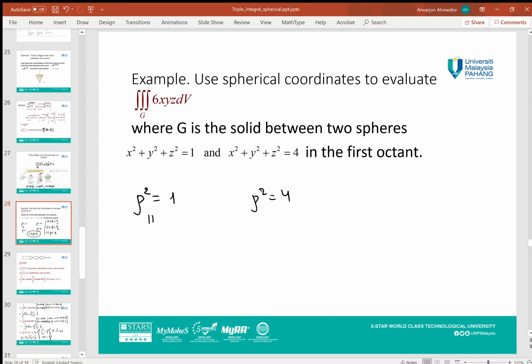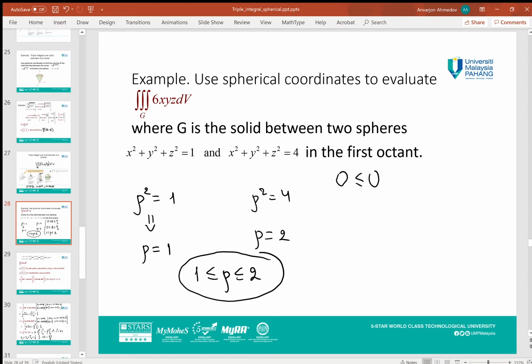From the first sphere, we got rho squared equals 1, which gives rho equals 1. From the second sphere, we got rho squared equals 4, so rho equals 2. So rho is changing from 1 to 2 in order to cover G.